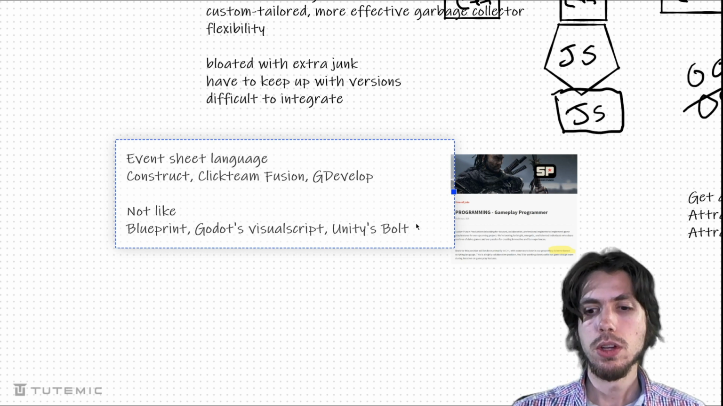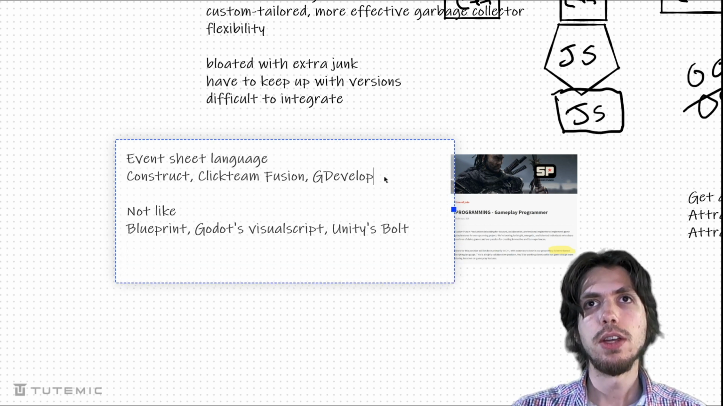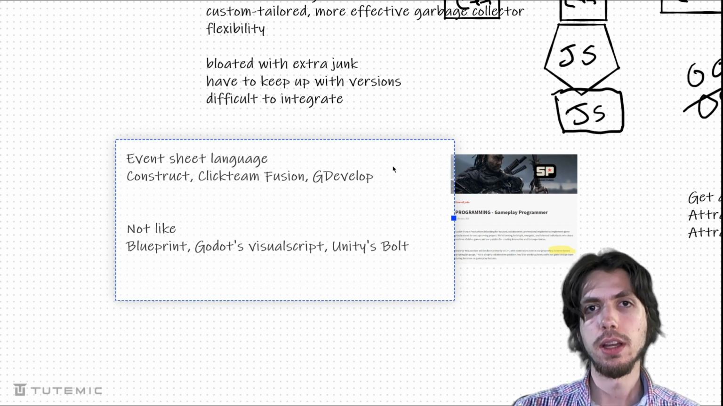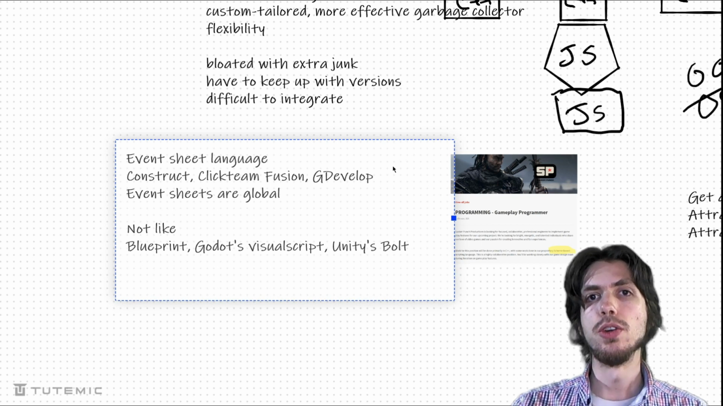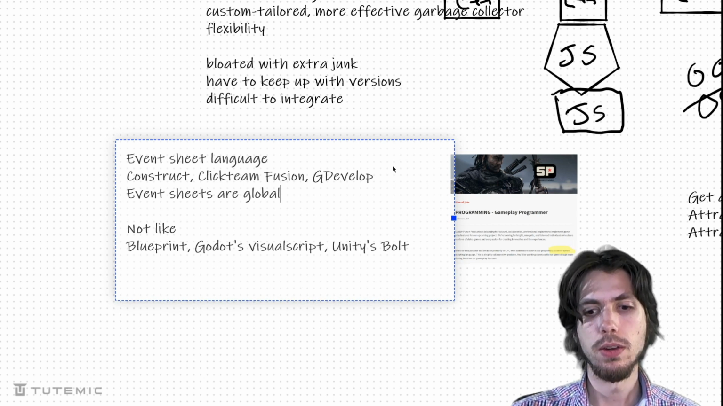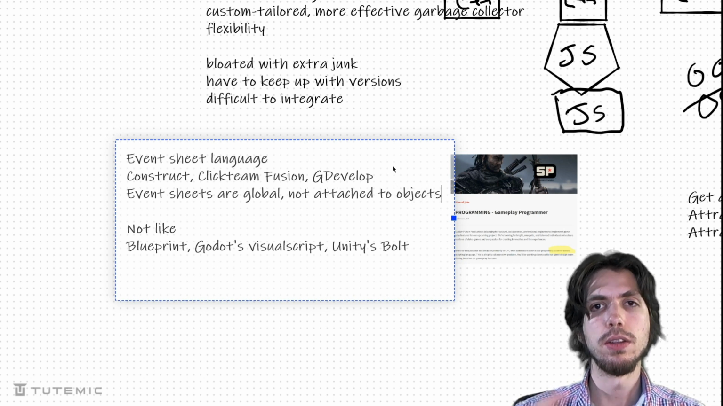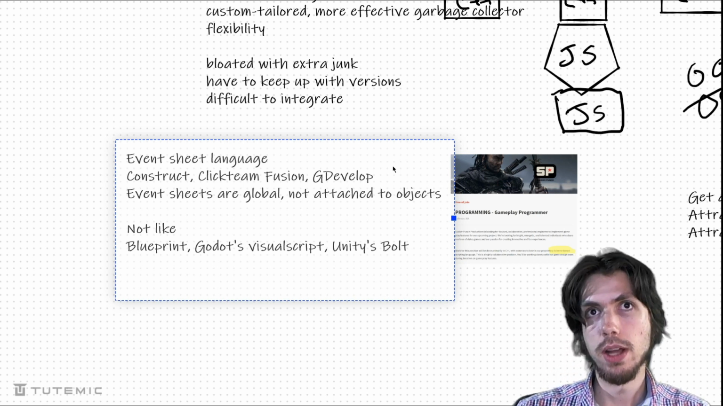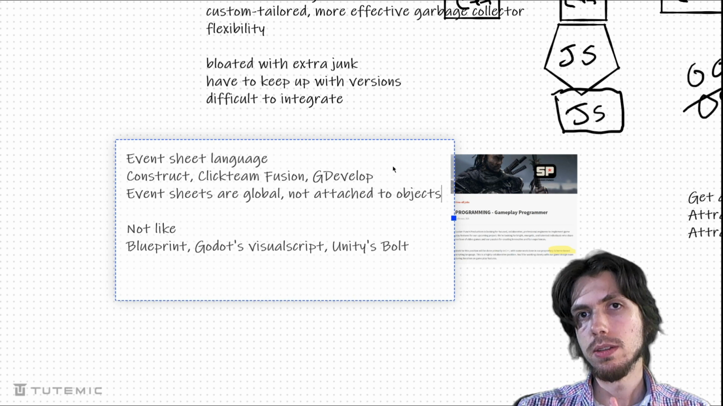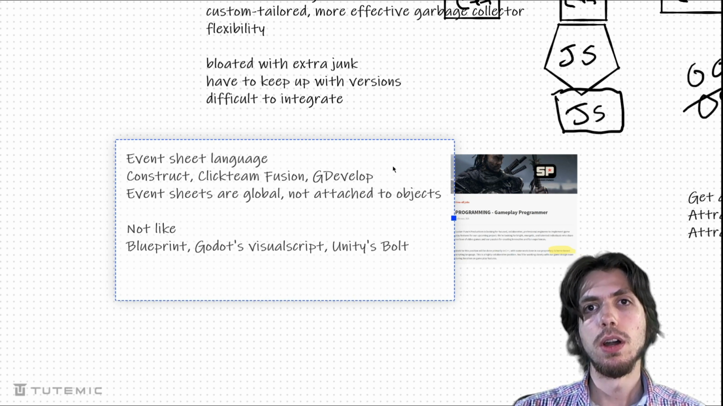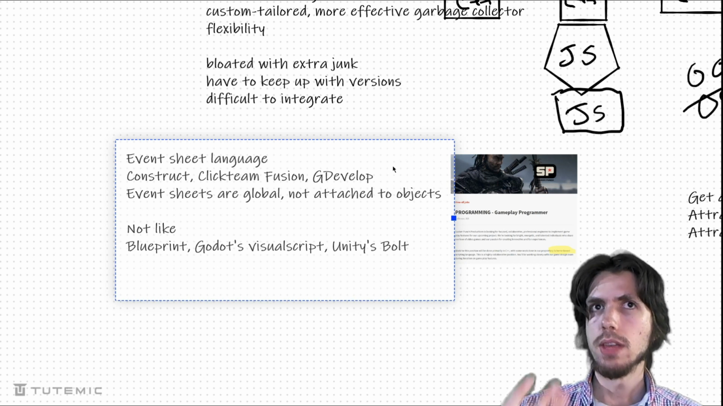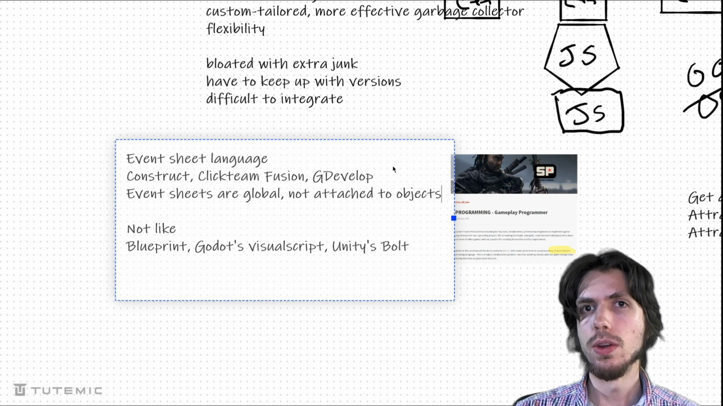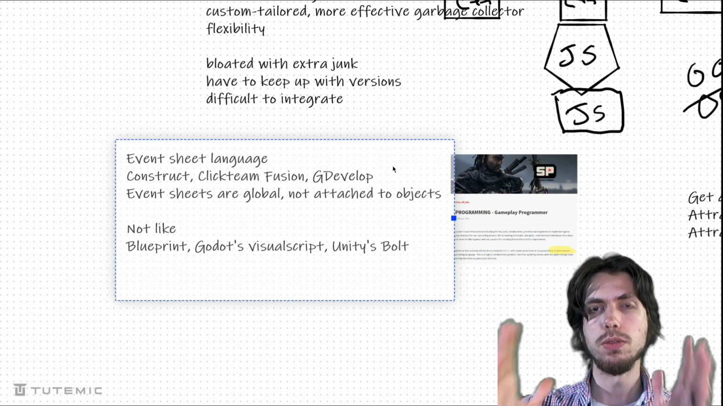When you're using an event sheet language, one big difference is that everything is in a global context. So event sheets are global, and they're not attached to objects like you typically find in these other languages. It's not class-based. Blueprint and Bolt and all these types of things are essentially based in the idea of classes, around this idea of objects. But things like Clickteam Fusion, GDevelop, Construct, they're not. They're based in a global kind of scope.